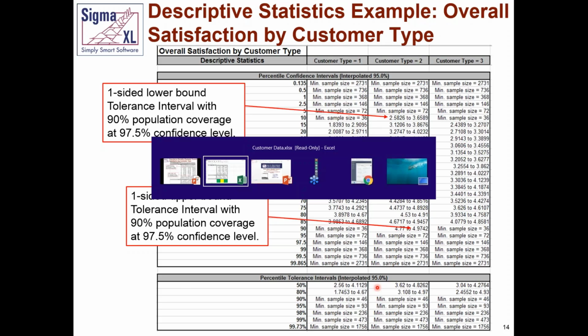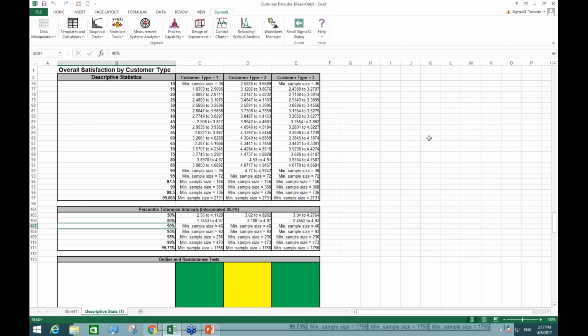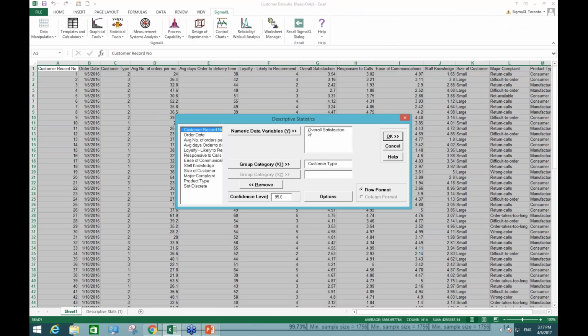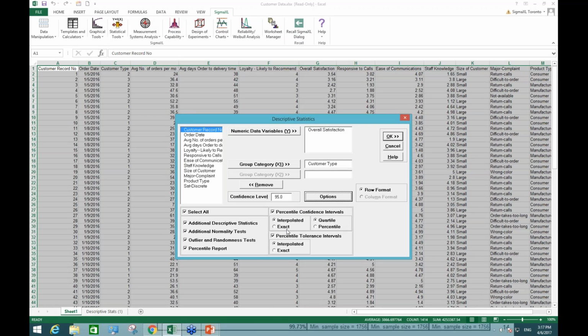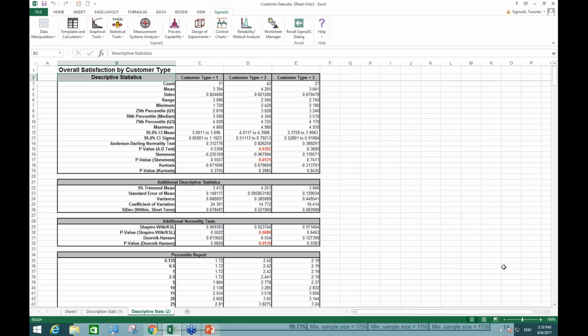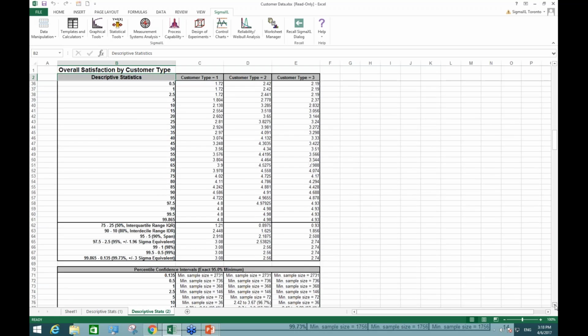What I am going to do now is go back to Excel, and I'm going to recall the dialog, and I'm going to change interpolated to exact and just discuss the difference between the exact and the interpolated.